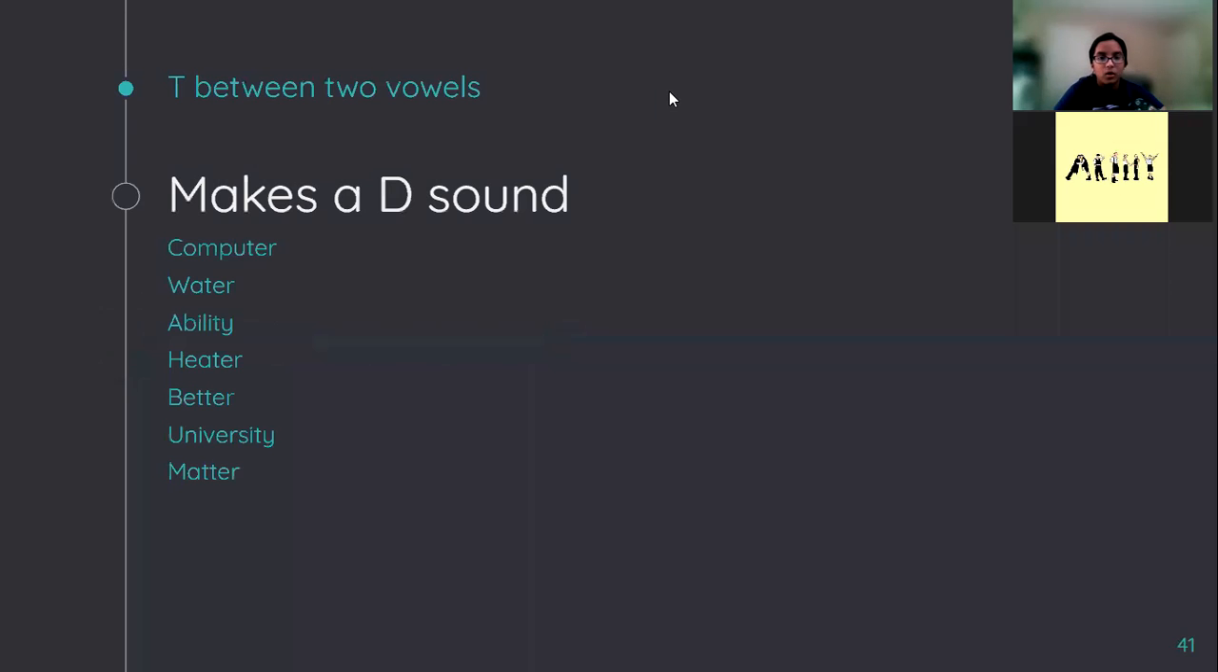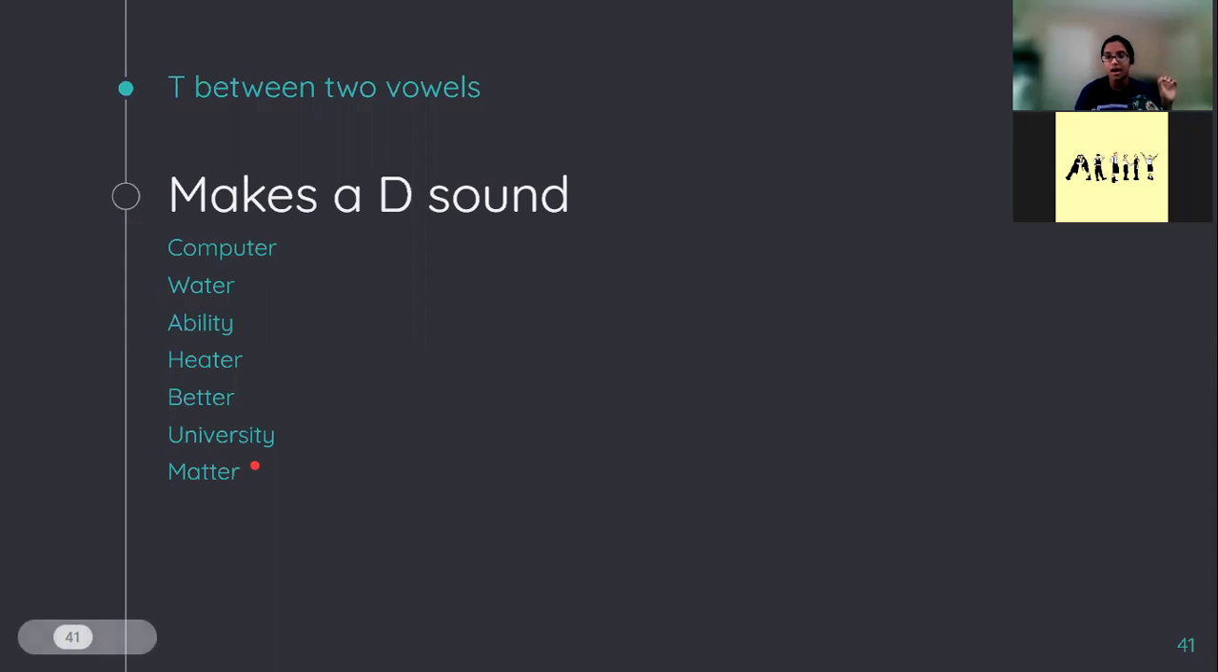We only talked about T when it's surrounded by 2 vowels. So what I mean by that is, in the first word right here, the T is surrounded by U and E, which are 2 vowels. So when the T is surrounded by 2 vowels, it's going to make a D sound. That's why we say computer. Same thing with water, ability, heater, better, university.